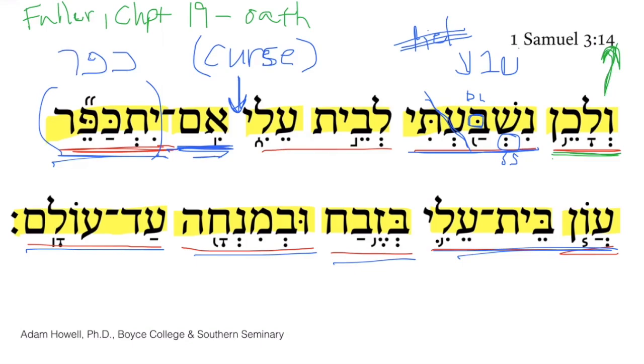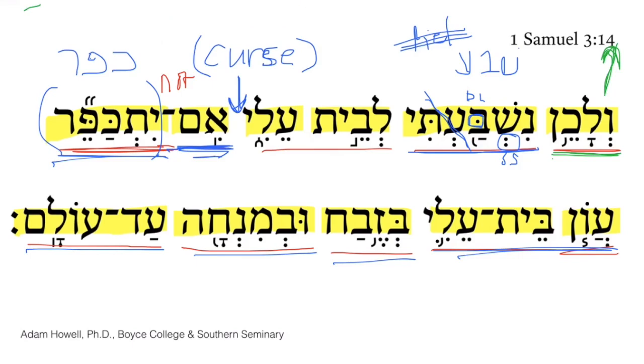Now, I believe that most English translations render this statement with a negative. They would say something like this, and therefore I swear that the iniquity of the house of Eli will not be atoned for by sacrifice, etc., etc. Now, that's probably fine, but in the text itself, we don't have the negation.